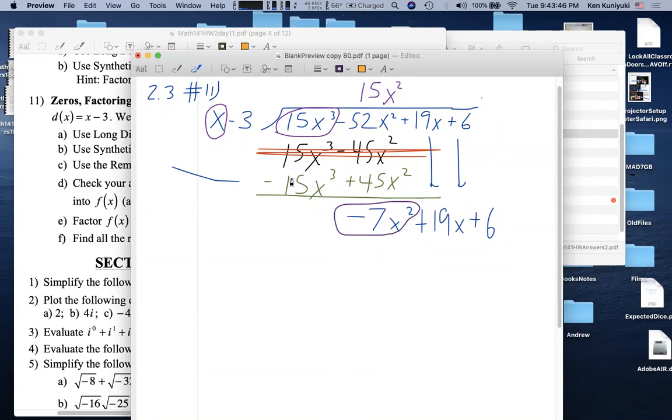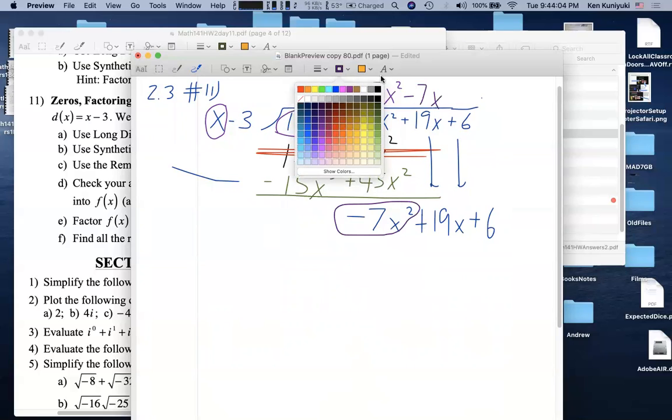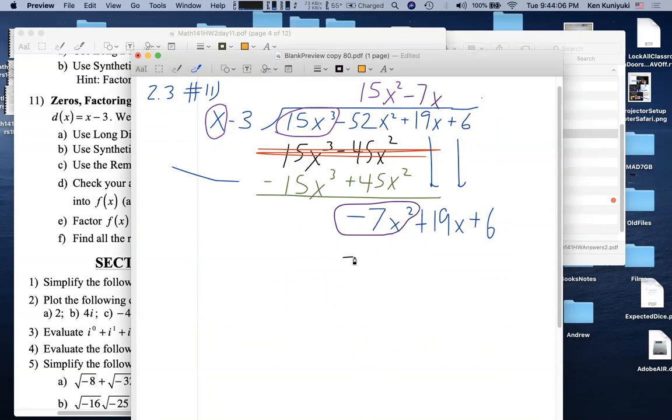What's negative 7x squared divided by x? Negative 7x squared divided by x is going to be negative 7x. Put this in the x term column over here. Now we multiply. Negative 7x times x is negative 7x squared. Negative 7x times negative 3 is, watch your signs, it's positive 21x.